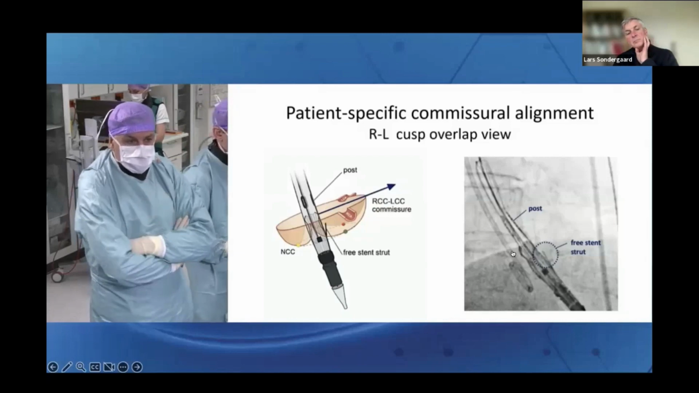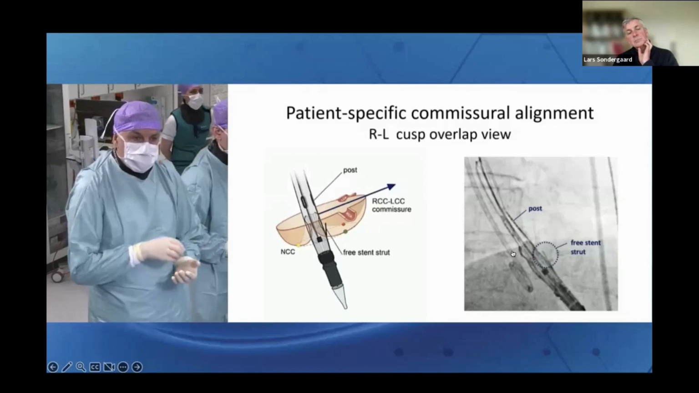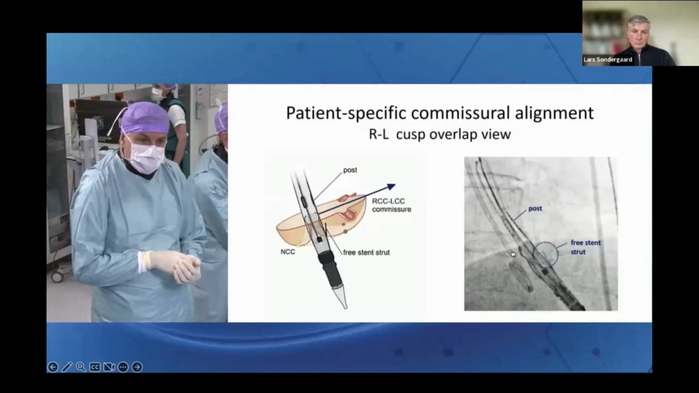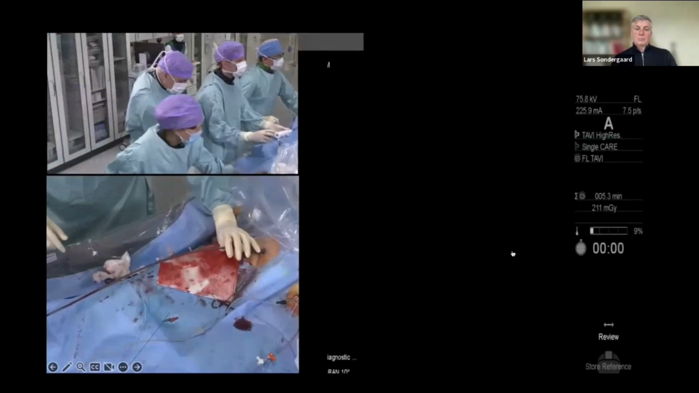You see the free stent strut. 1 of the free stent struts should be isolated on the right-hand side. That's going to give you patient-specific commissural alignment if you're working in a right-left cusp overlap view. So we can demonstrate here how we do it in real life.